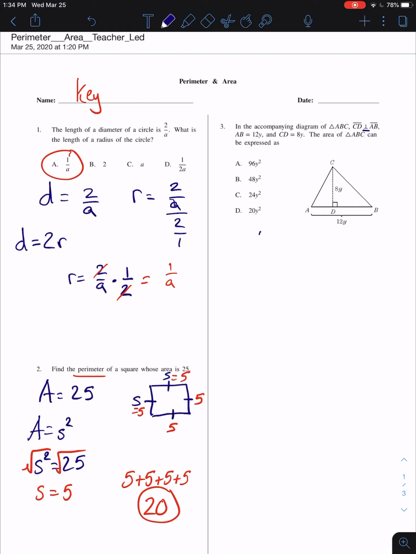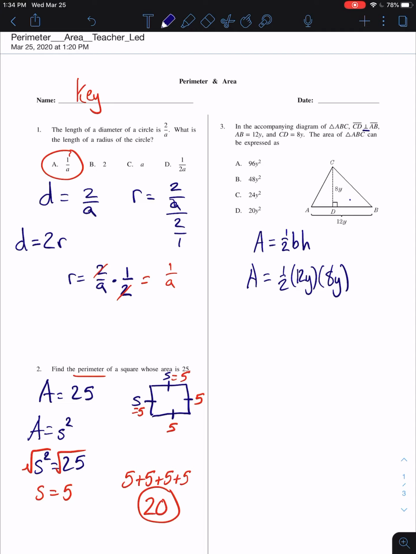So I'm going to start with the fact that I know that the area of a triangle is 1/2 base times height. Now you might say, well, why did they give us all this information about it being perpendicular? Well, the only way for us to know that this is the perfect height of the triangle is for that to be a perpendicular angle there. So that's why they gave it to us. So we're going to go ahead and multiply. Area is going to be 1/2. Our base is 12y and our height is 8y.